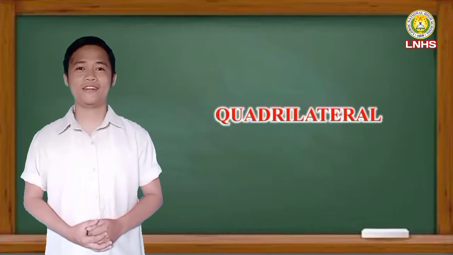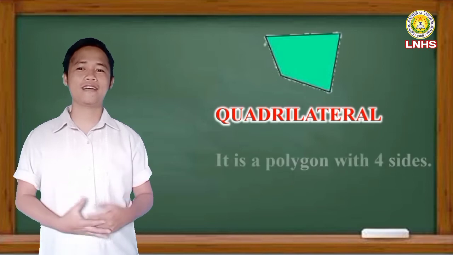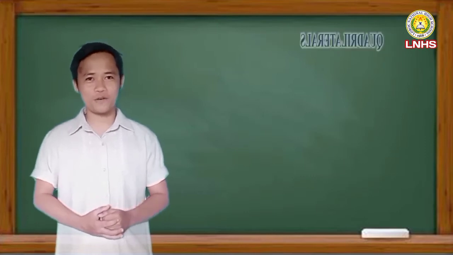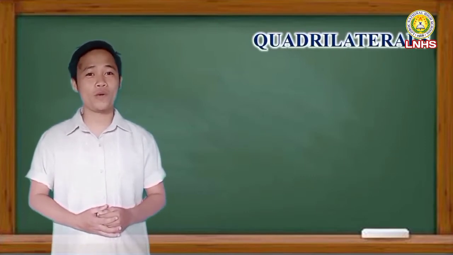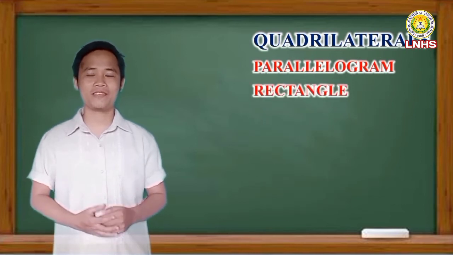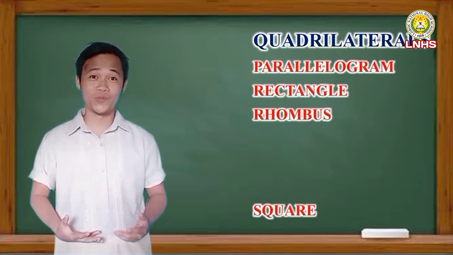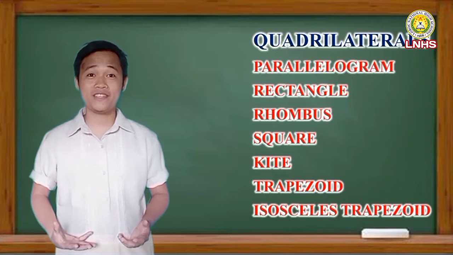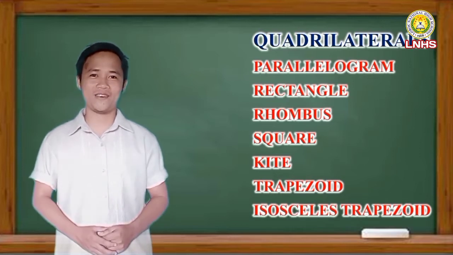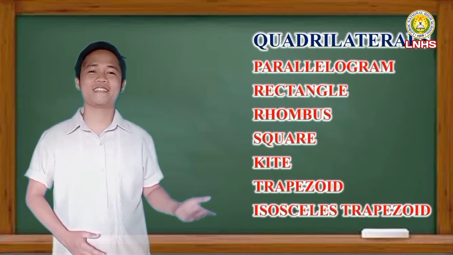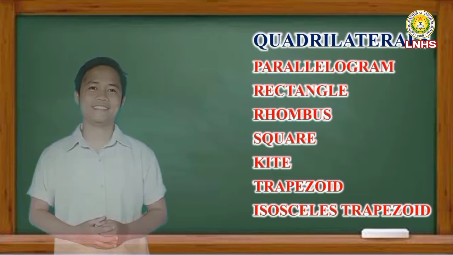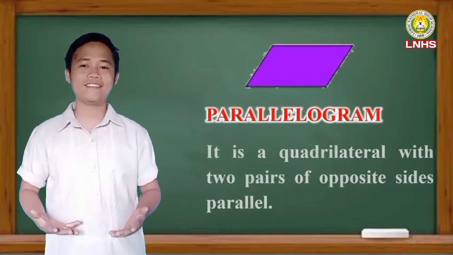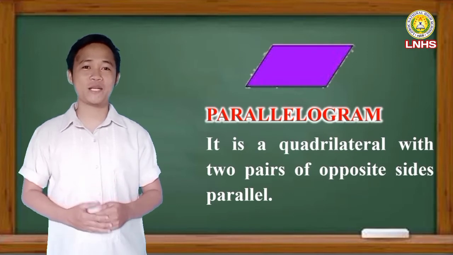Now, let us define what a quadrilateral is. Quadrilateral, it is a polygon with 4 sides. There are kinds of quadrilaterals. Namely, we have parallelogram, rectangle, rhombus, square, kite, trapezoid, and isosceles trapezoid. So these are the different kinds of quadrilaterals. Parallelogram. It is a quadrilateral with 2 pairs of opposite sides parallel.